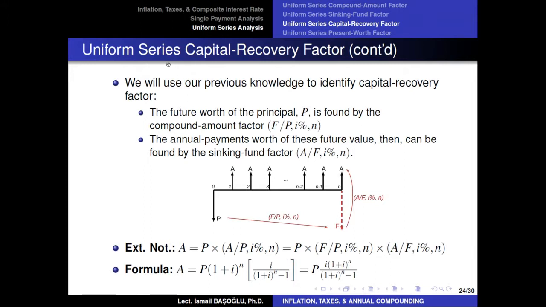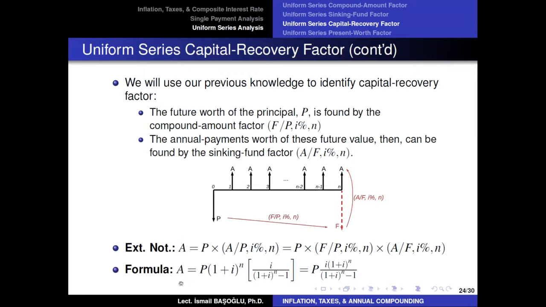Basically, the factor which converts the initial principal to the uniform series annual investment or installment sizes, which is called the uniform series capital recovery factor, is the product of the single payment compound amount factor and the uniform series sinking fund factor. So basically, we are using a two-step approach here. I multiply P with F over P, then A over F. So it will basically be multiplied with A over P.